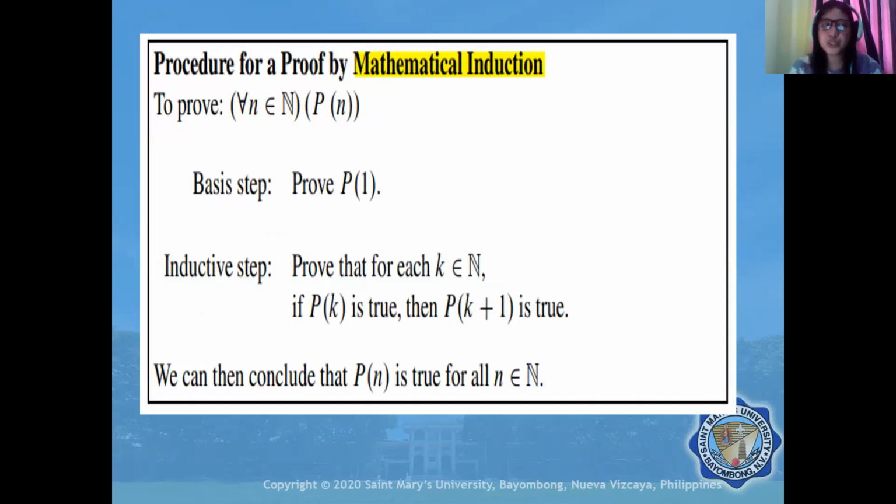Thus, the procedure for a proof by mathematical induction is shown in this slide. To prove for all n elements of N, P of n, the basis step is to prove first that it is true for P sub 1, and then use the inductive step, to prove that for each k element of N, if P of k is true, then P of k plus 1 is true. That is the time we can conclude that P of n is true for all n elements of N.